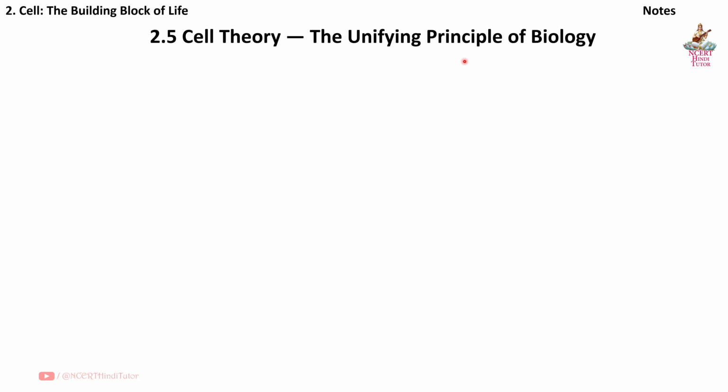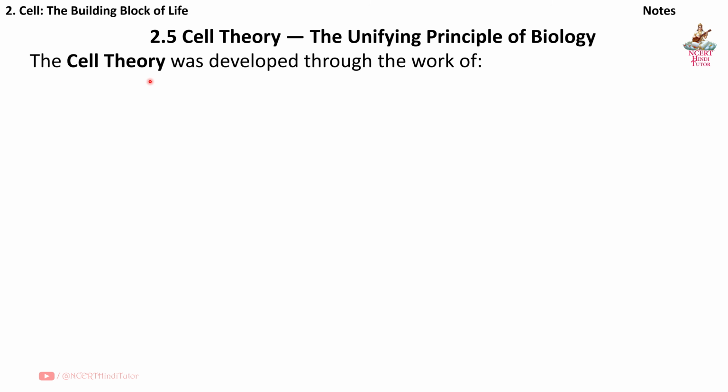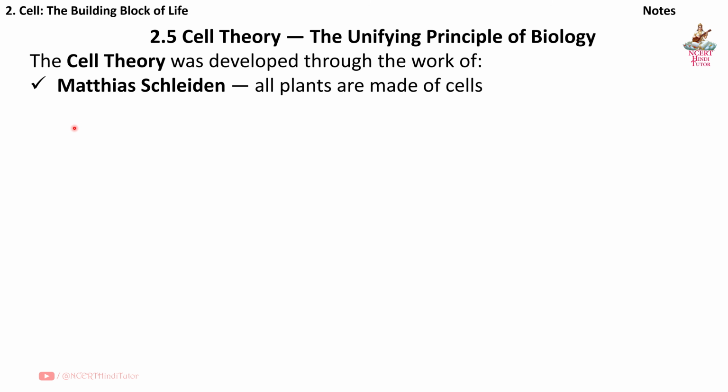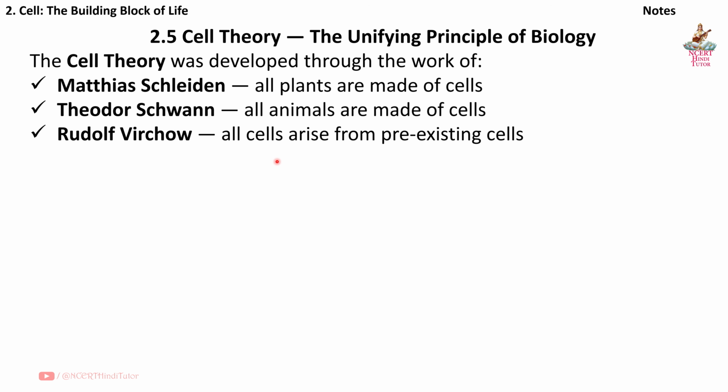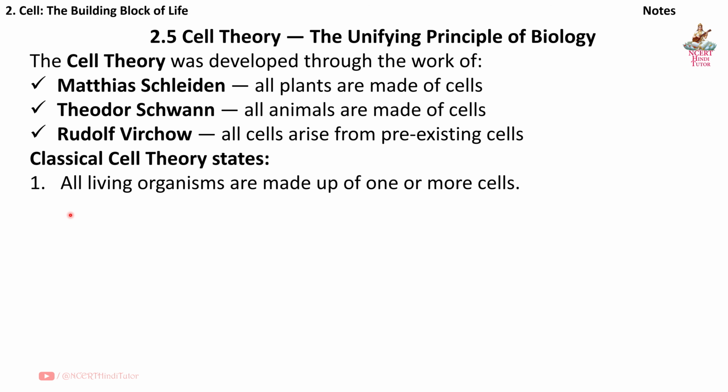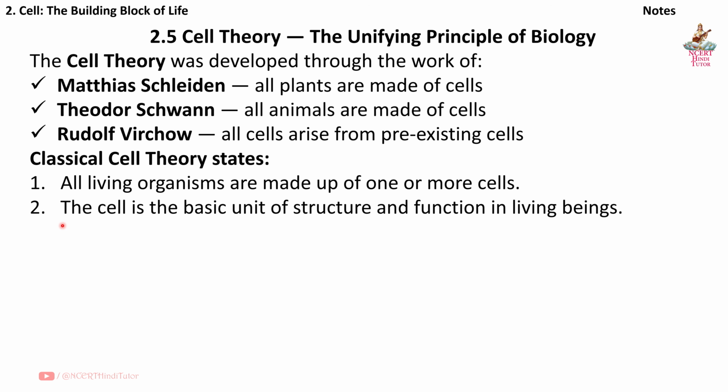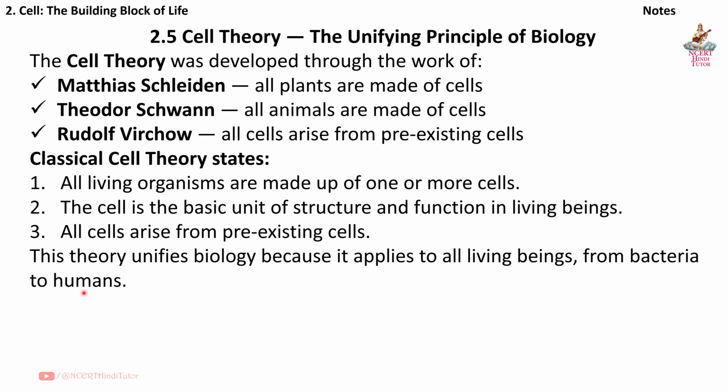2.5 Cell theory, the unifying principle of biology. The cell theory was developed through the work of Matthias Schleiden: all plants are made of cells. Theodor Schwann: all animals are made of cells. Rudolf Virchow: all cells arise from pre-existing cells. Classical cell theory states: 1. All living organisms are made up of one or more cells. 2. The cell is the basic unit of structure and function in living beings. 3. All cells arise from pre-existing cells. This theory unifies biology because it applies to all living beings from bacteria to humans.